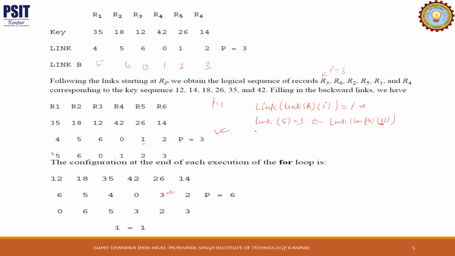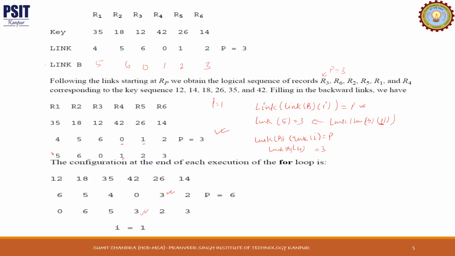Okay, first step. Second step, what you have to do: link b of link of i is equal to p. So link of i, we have to see i is equal to 1, so link of i is 4. So link b of 4 is equal to 3 basically. So we'll go to the fourth record. Link b of 4 here is 1, so it will be converted to 3. So here it is converted to 3.